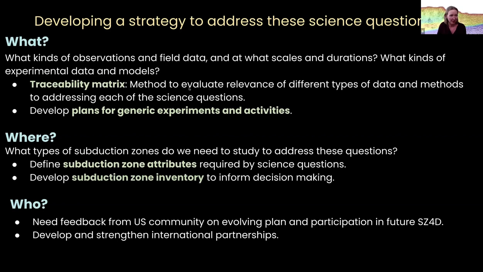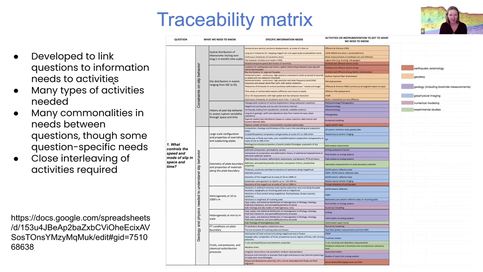So now I'm going to start off with the what here, and the traceability matrix. The goal of this activity was, again, to outline for each science question, what information do we need to know to tackle that question? What specific information do we need? And what kinds of activities or observations can actually provide that information? So here's an example of a traceability matrix for one of our questions. The color coding is by discipline. There's nothing as exciting as walking through the details of a colored-in spreadsheet, so I won't do that, but I just want to give you a feeling for what's in here.